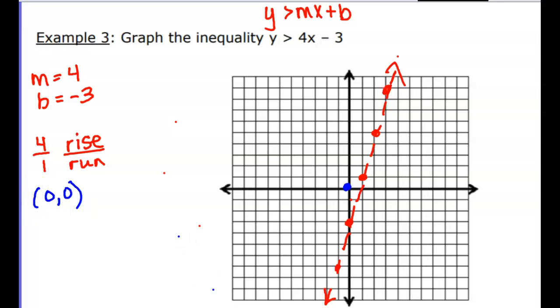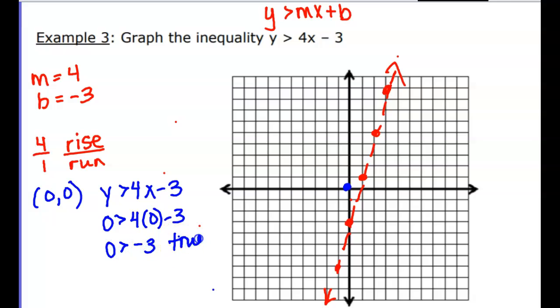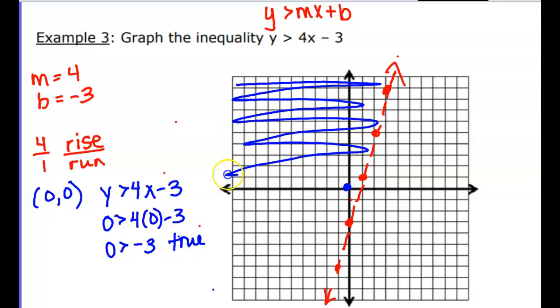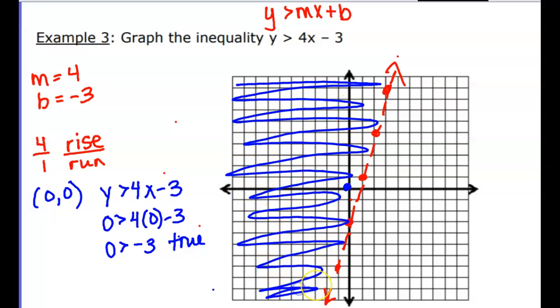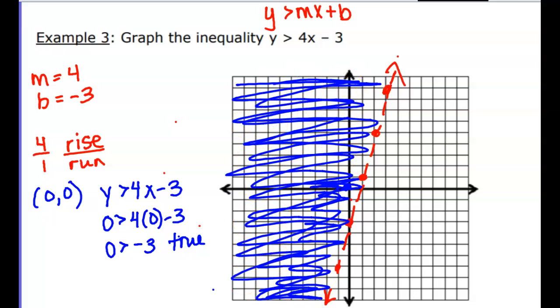You then plug it back into the inequality. The inequality we're working with is y greater than 4x minus 3. If I plug this in, my y value is 0, so 0 is greater than 4 times 0 minus 3. So 0 is greater than -3. That's a true statement. So that means the point 0, 0 is on the side of the line that needs to be shaded. So I colored this whole thing in. If it was false, then I would shade the other side of the line. Every point on that side of the line would make this inequality a true statement.